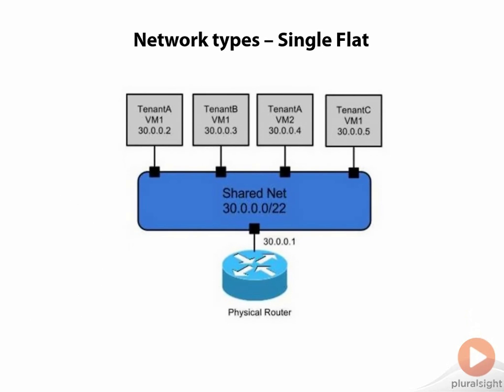Our first model is a single flat model. This is where our cloud environment is provided with a subnet. In this case, it's 30.0.0.0/22. There's an external gateway of 30.0.0.1, and every instance that's booted, regardless of tenant, is provided an IP address in this shared net environment. So you'll notice that tenant A and tenant B, each of their VMs has a common IP address range in order to access themselves and externally. This is a very simple model and most common in lab environments.